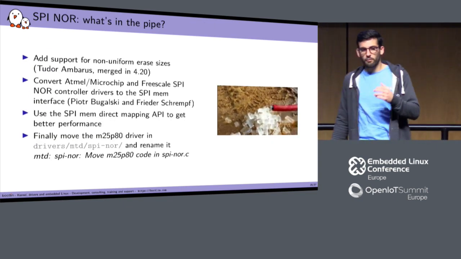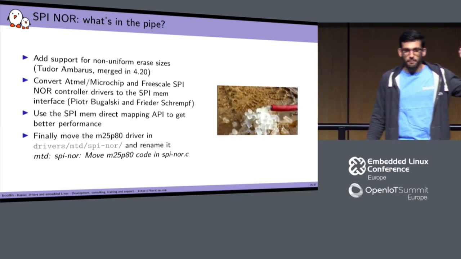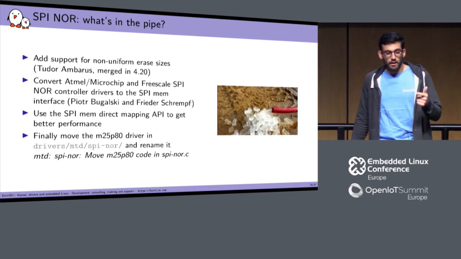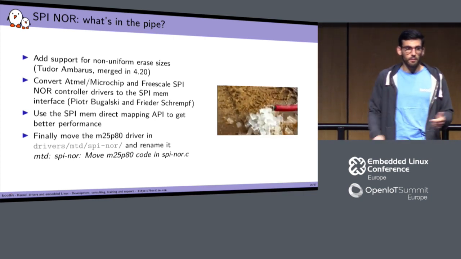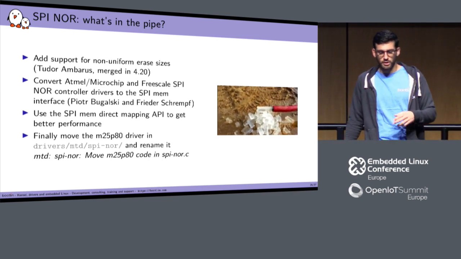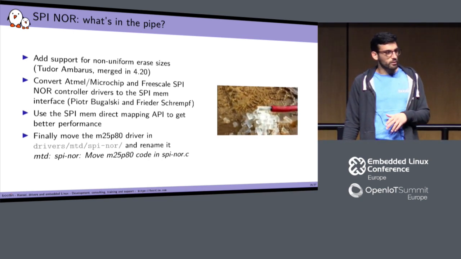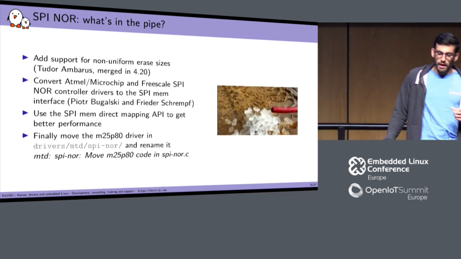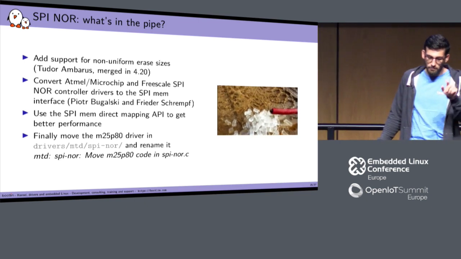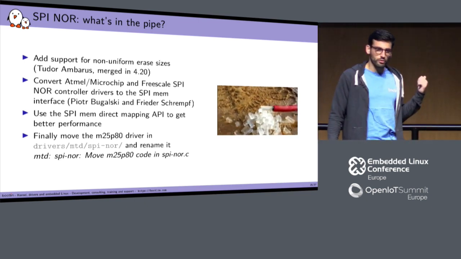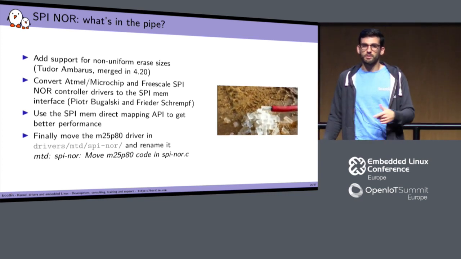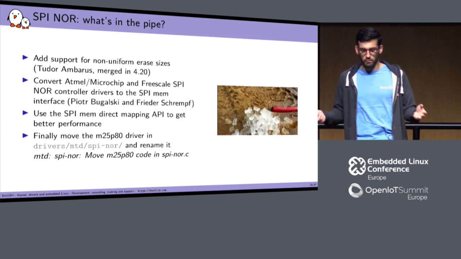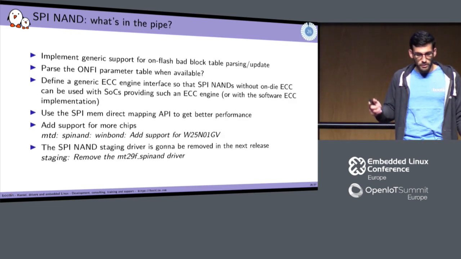So now what's in the pipe for the SPI NOR side? It was recently added the non-uniform array sizes. I know some SPI NOR controllers are being migrated, like the Atmel and Microchip ones, and the Freescale SPI NOR controllers. The direct mapping API, of course. And the M25P80 driver I talked about before is being renamed to something more generic, like spi-nor.c, which is much more meaningful for us.